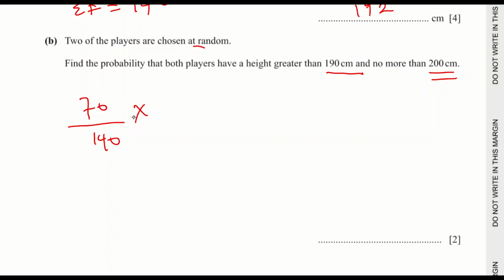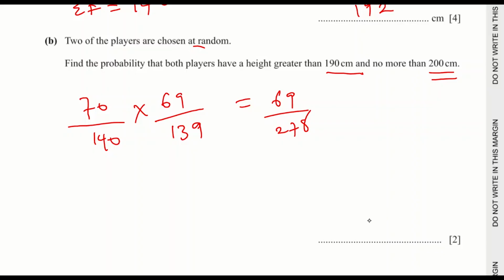Multiply by the second one now. If you're selecting the second one, it will have reduced to 69. So that will be 69 out of, and the total will have reduced to 139. If you do this, you should get 69 out of 269 over 278. So that is what you should get.